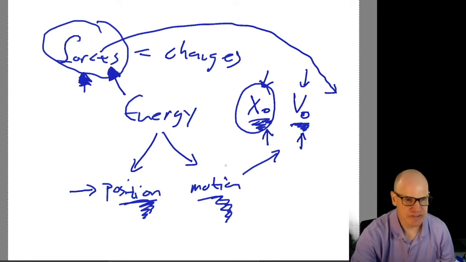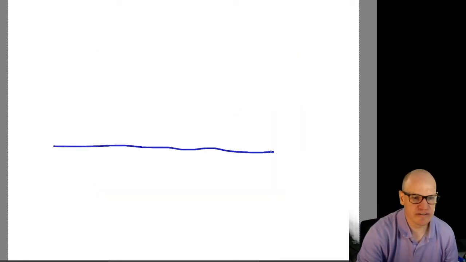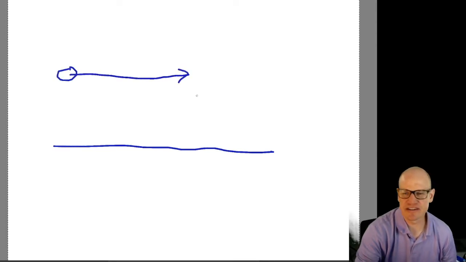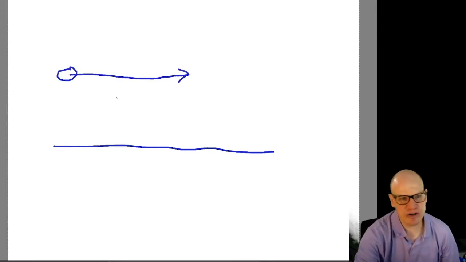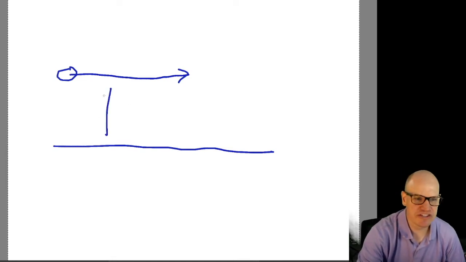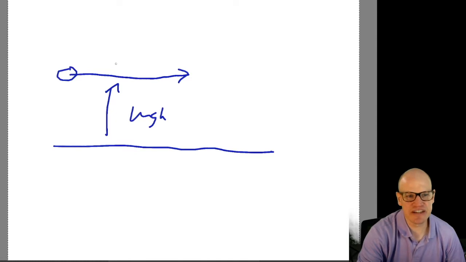So for example, suppose here's the ground, and here is a ball that's moving at a constant speed in a straight line like this. You would say this ball has both potential energy, which is mgh, and kinetic energy, which is 1/2 mv squared.